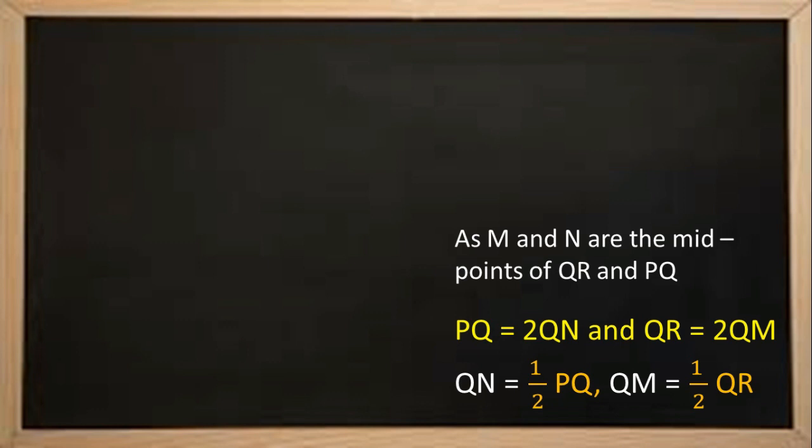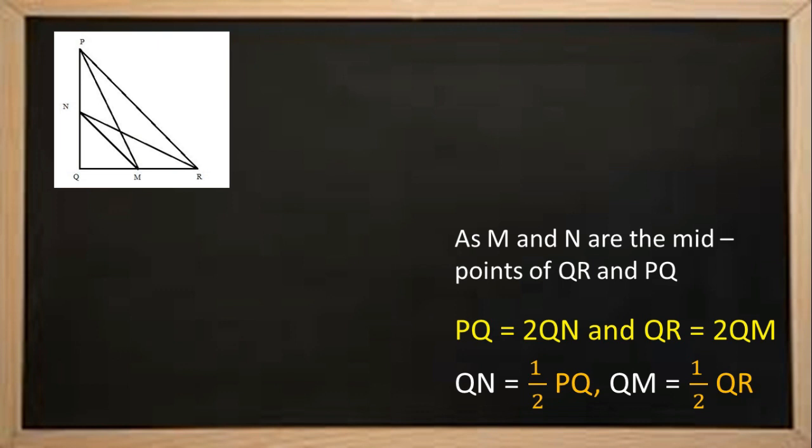Observe the given diagram here, children. Here you can find a diagram. In this, as it is given in the question, M and N are midpoints of QR and PQ. Hence, on the line PQ, the midpoint N divides it into two parts, that is QN and PN. We can say that PQ is twice QN, or QN or PN is half of PQ.